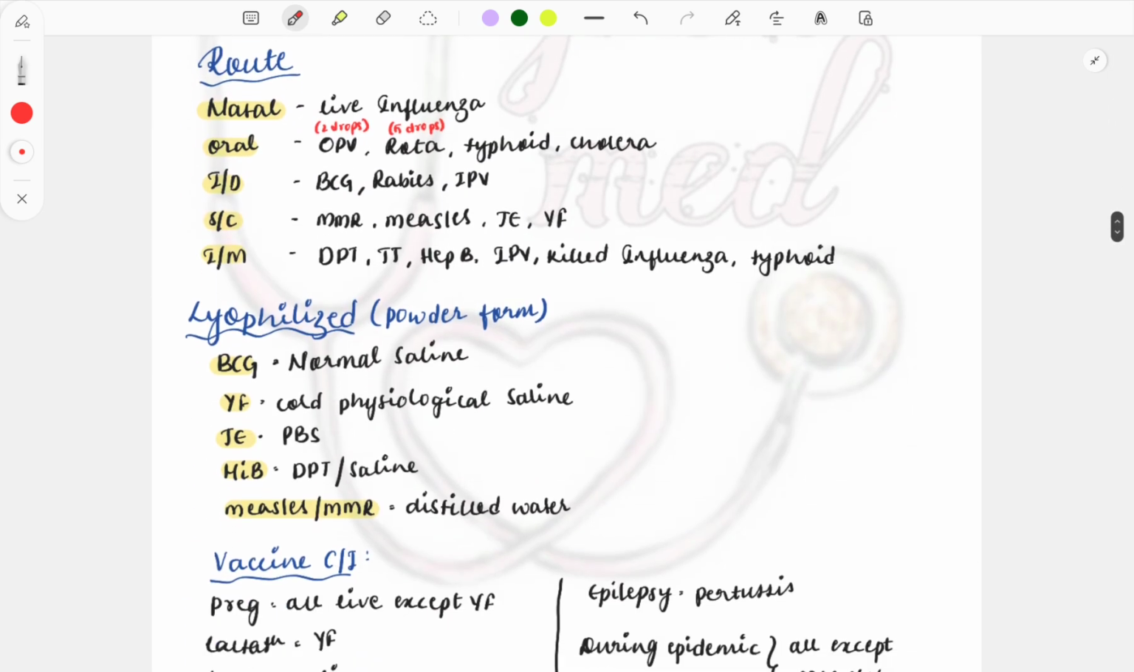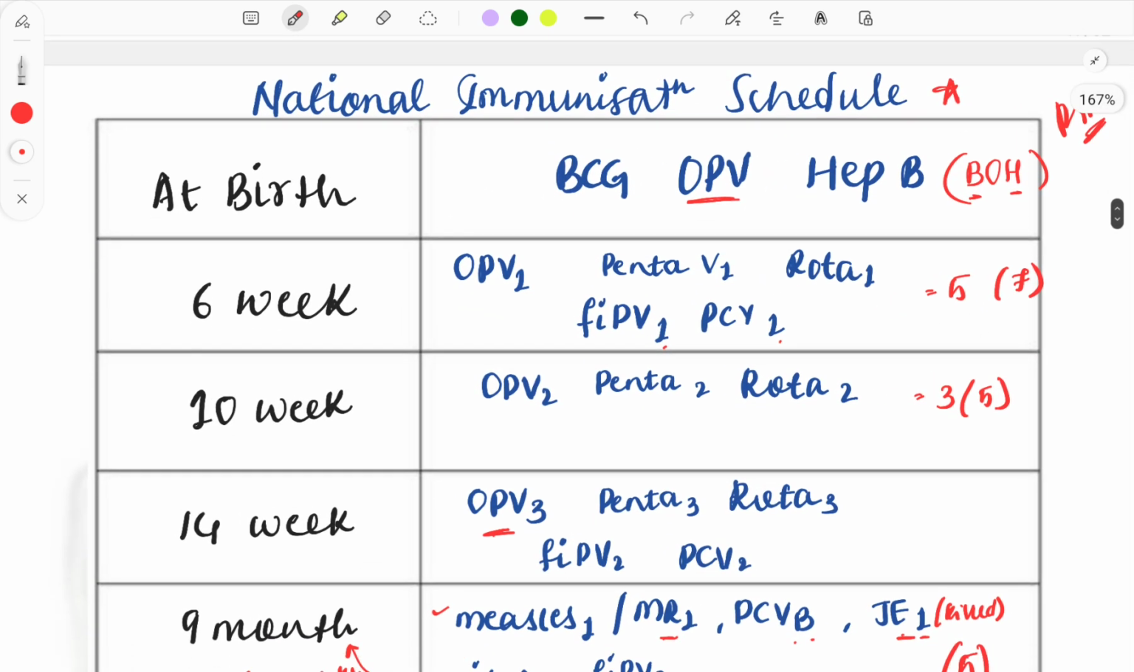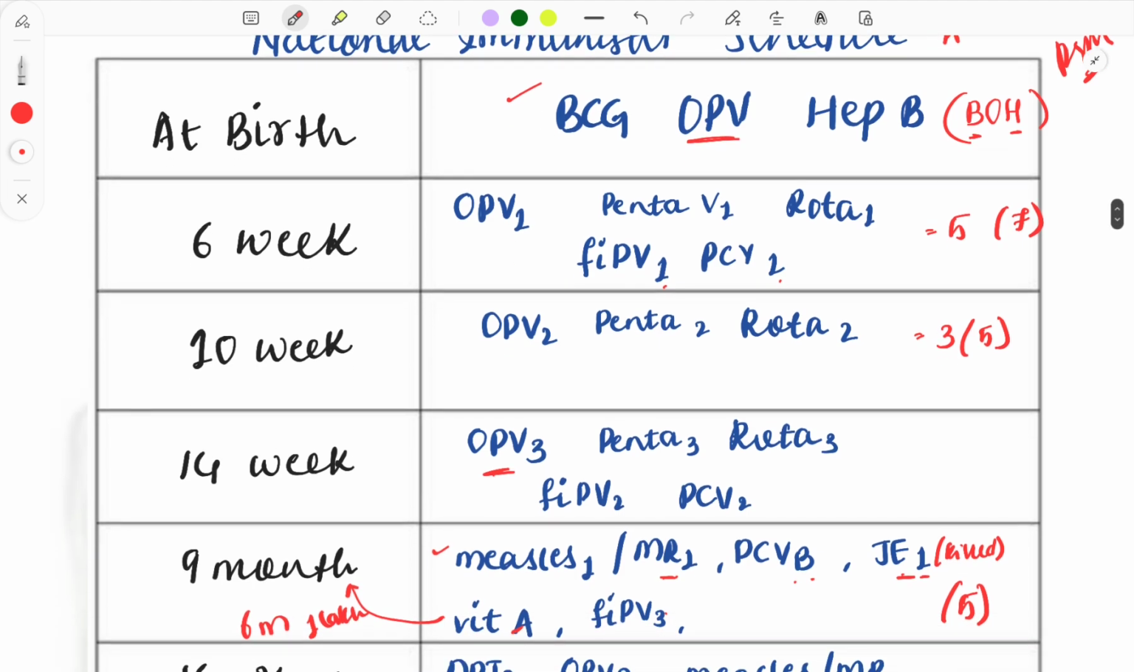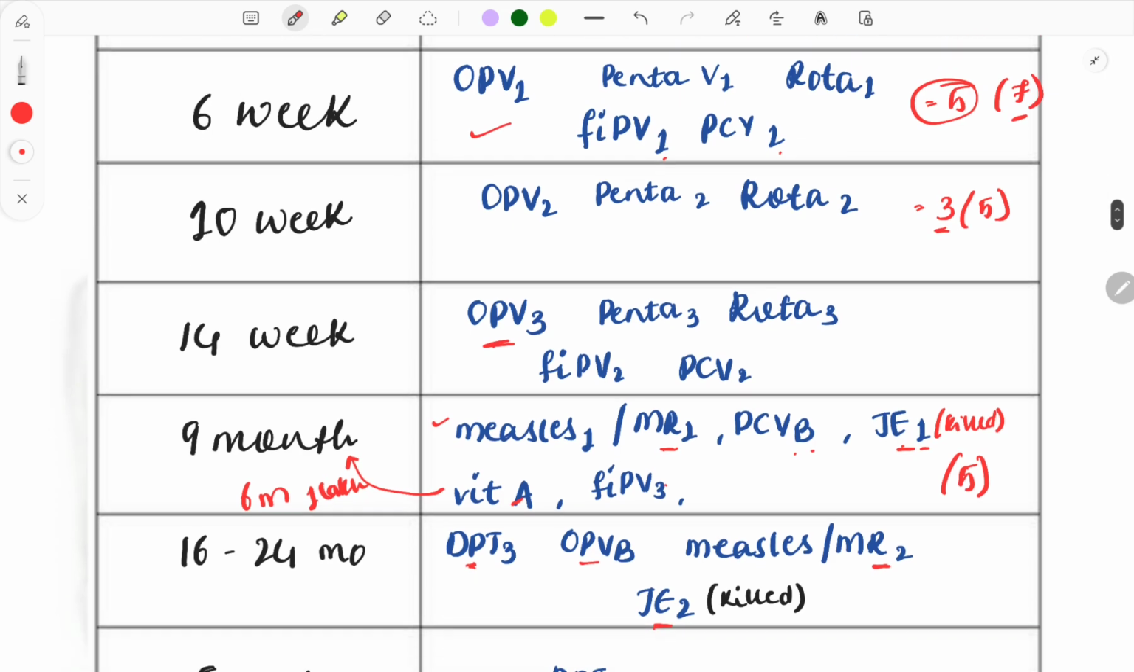Now quickly we'll discuss what all questions have been asked from this National Immunization Schedule. So at birth you will be giving these vaccines: BCG, OPV, and the hepatitis B vaccine. Then at 6 weeks you will be giving 5 vaccines, and earlier it was 7. So these are the names of the 5 vaccines. Then at 10 weeks we will be giving 3 vaccines: OPV, Penta, and the Rota.